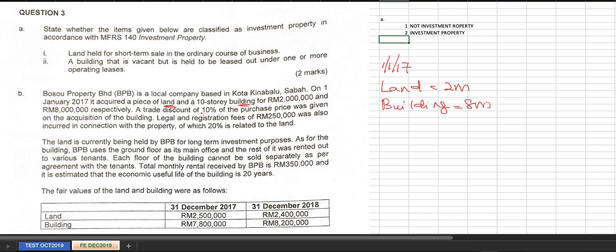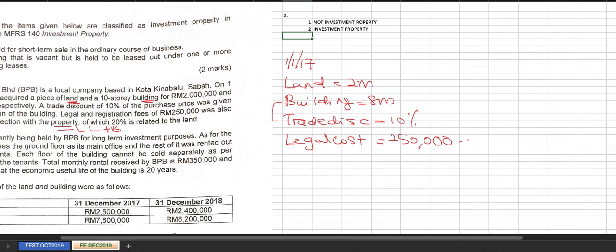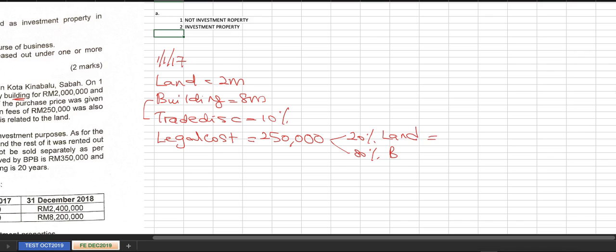Okay, a trade discount of 10% of the purchase price was given on the acquisition of the building. So trade discount for the building is 10%. Legal and registration fee can be part of the initial cost. Legal cost is 250,000, incurred in connection with the property. When I mention property, it means land plus building, of which 20% is related to the land. So you have to split: 20% for land and 80% for building. 20% of 250,000 gives 50,000, so the balance goes to the building, 200,000.